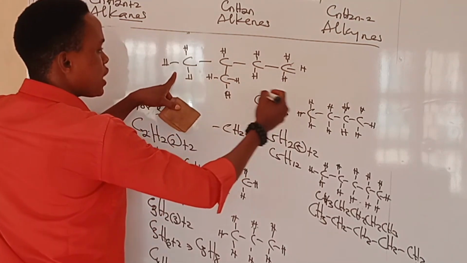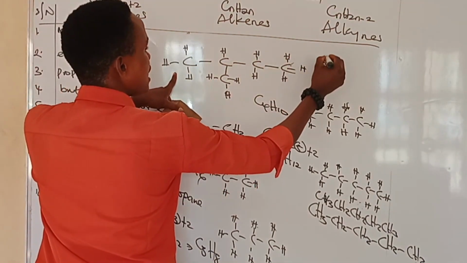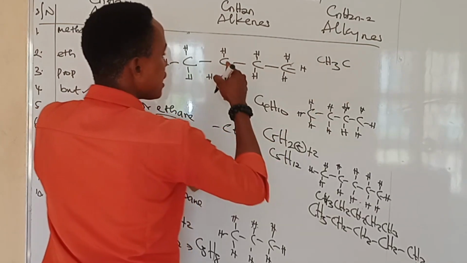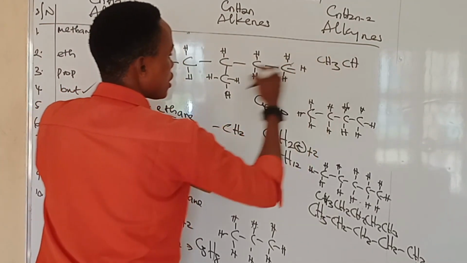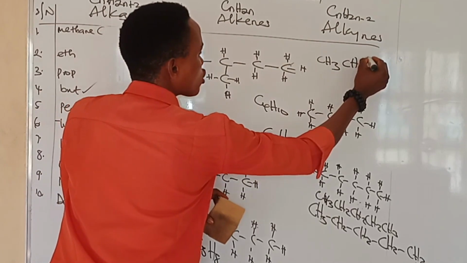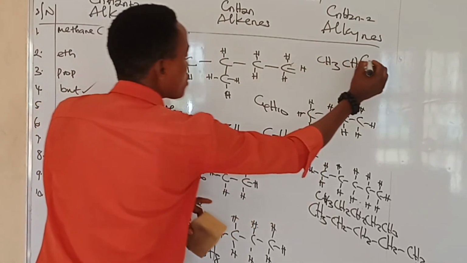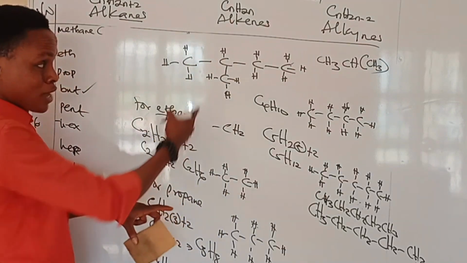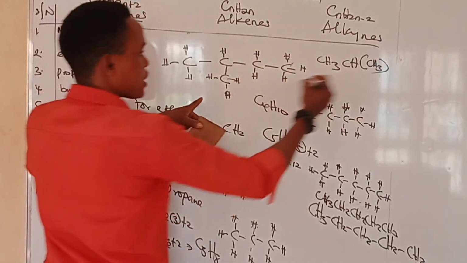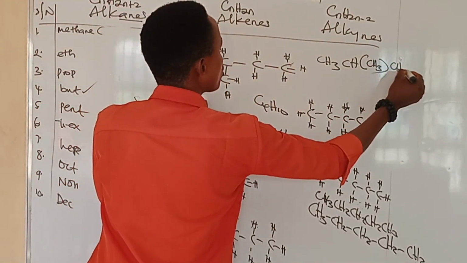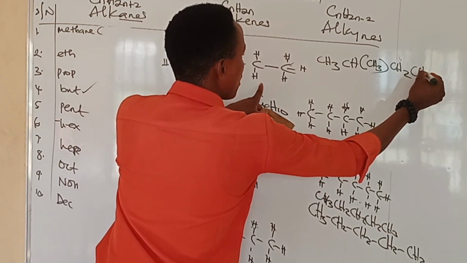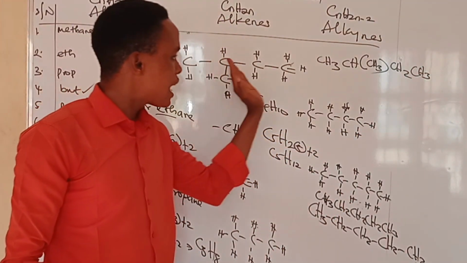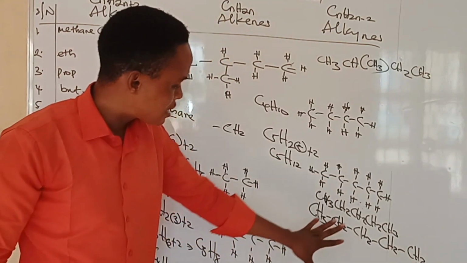Now look at this. This one, the condensed structure is going to be CH3. Then here you have CH. Then you have the substituent here. Open the bracket. This substituent CH3 will be there. Keep following our videos. I will explain all this in subsequent videos. Then CH2, then CH3. It's still the same. If you count the number of hydrogen and carbon atoms here, it is still the same thing here.